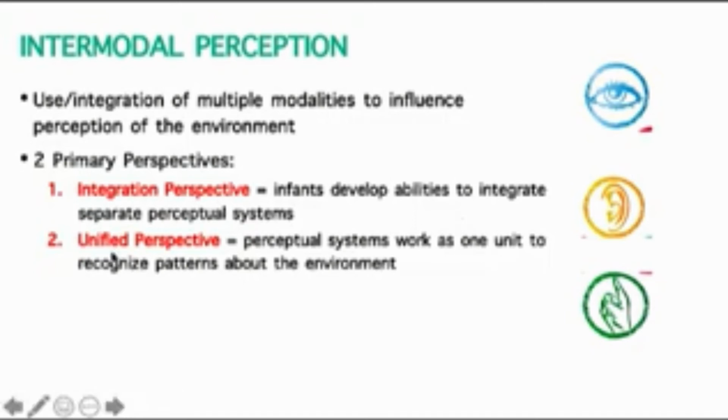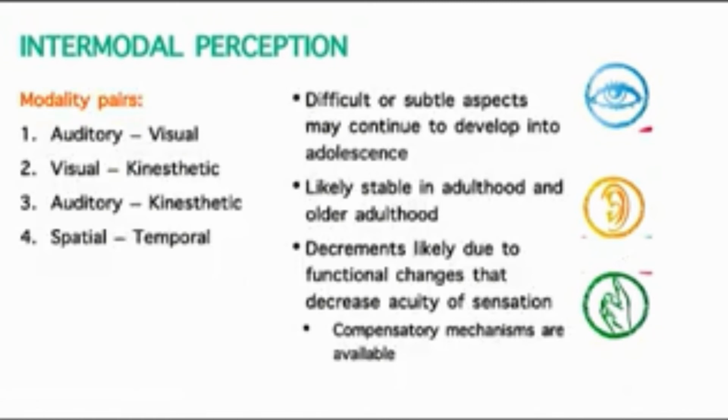And then we also have the unified perspective, which says that perceptual systems work as one unit to recognize patterns about the environment. So one, we're saying that different body systems are going to develop independent from each other, and then eventually we're able to integrate the development of each of those together. The other one says that each relies on the development of the other, and they grow together as one unit. But we have different modality pairs: auditory visual, visual kinesthetic, auditory kinesthetic, and spatial temporal.